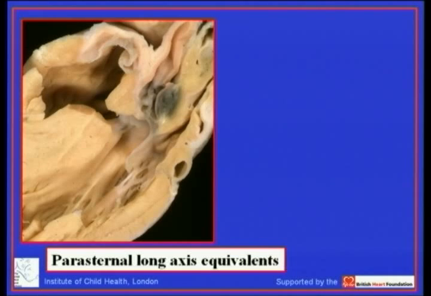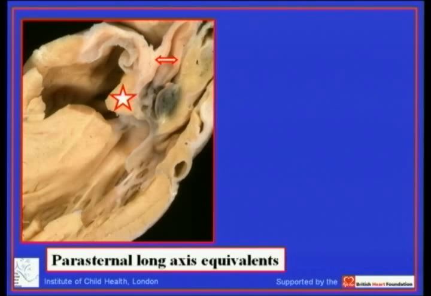So the final two sections I'm going to show you, parasternal long axis equivalents, which show the typical ventricular septal defect associated with interruption of the aortic arch. And as you see, what is happening here is that there is posterior deviation of the muscular outlet septum into the left ventricle, and that has reduced the flow up the ascending aorta and has been associated with interruption of the aortic arch.